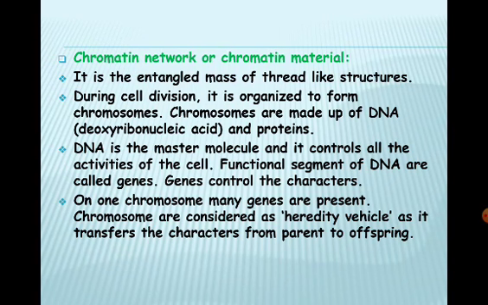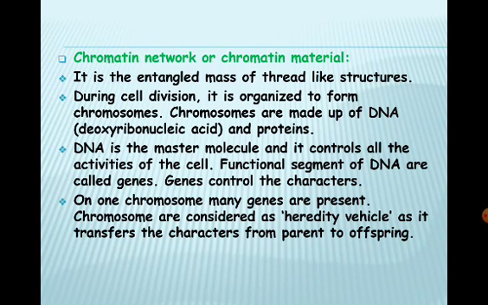Now, DNA is the master molecule and it controls all the activity of a cell. The functional unit of DNA is called a gene, and a gene controls a character. So let's say a person has blue eyes, curly hair, or fair skin. That is all controlled by genes only. And where are they available? They are available in the nucleus, in the chromosome.